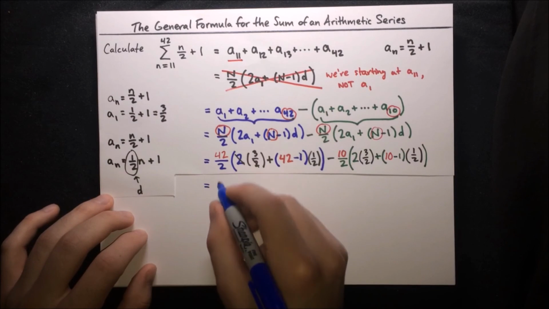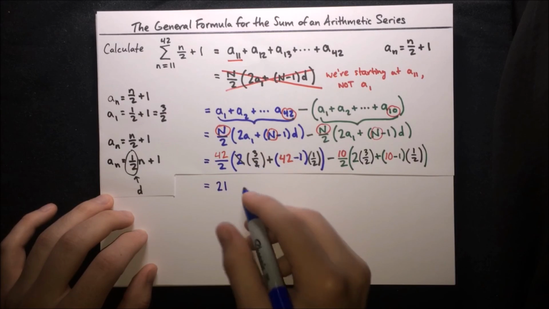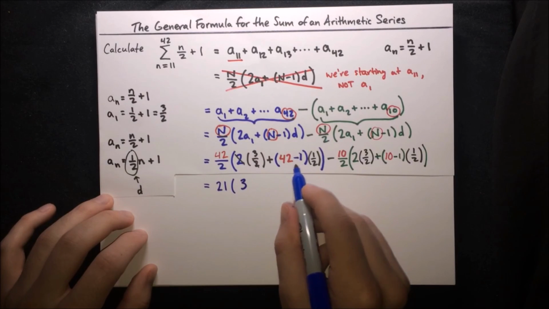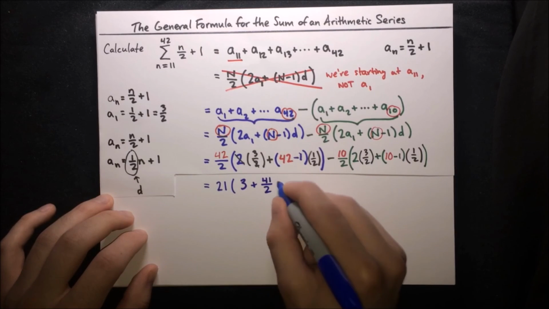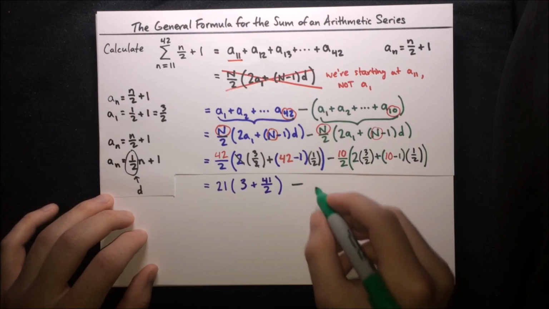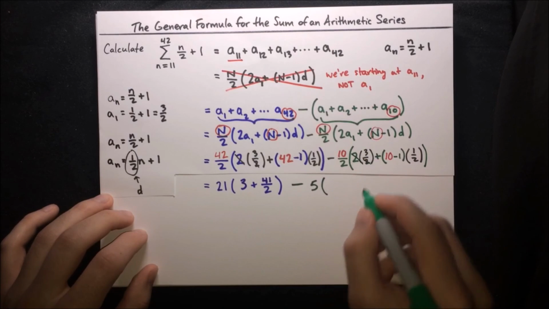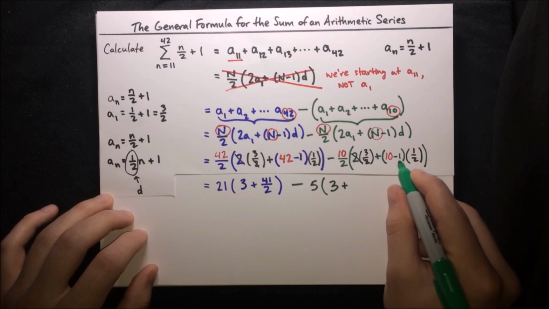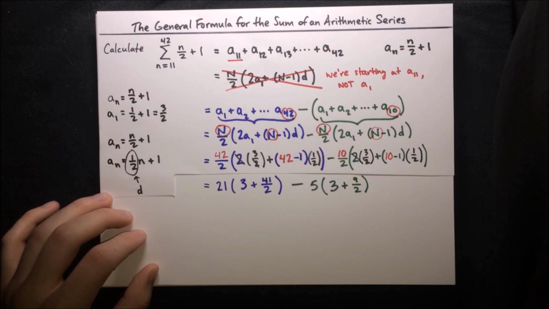So 42 over 2 is 21, and then 2 times 3/2, the 2 and the 2 cancel out, so we just have 3, and then plus 42 minus 1 is 41, and that times a half is just 41 over 2. Then we have to subtract the other sum. The other sum, 10 over 2 is just 5, and then 2 times 3/2, again, the 2's cancel out, and we just have 3, and then plus 10 minus 1 is 9, and 9 times a half is just 9 over 2. Let's punch this into our calculator.